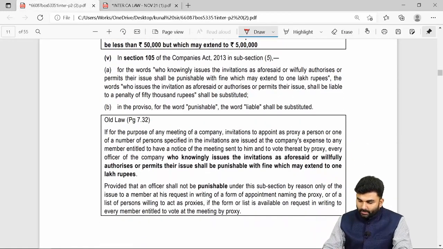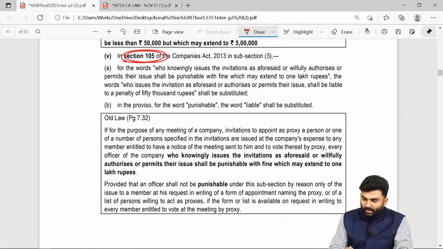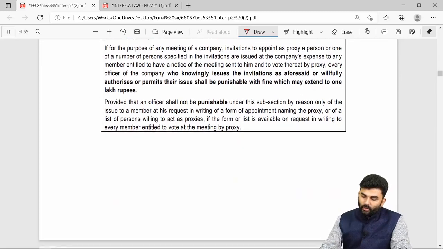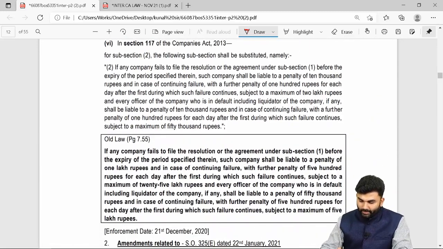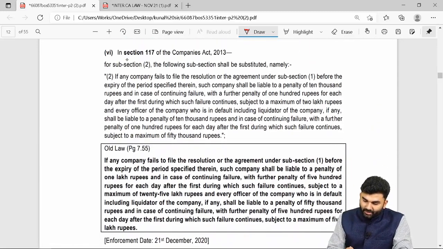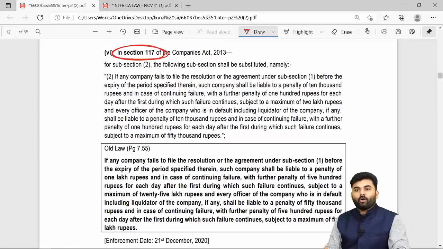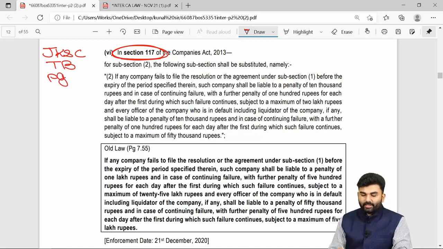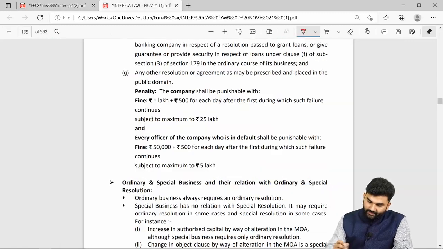Okay. A very small change in section number 105. In section number 105, they say that instead of the word punishable, you need to just write down the word called liable. Okay. The next change is under section number 117 of Companies Act 2013. This you will come across in your JKS's textbook, page number 191.